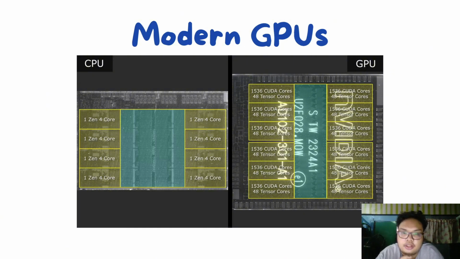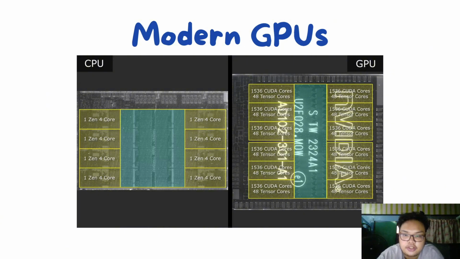CUDA cores. These handle general computations in parallel tasks. For instance, when rendering graphics, each core processes a small part of the image. The tensor cores. These specialize in AI tasks. They handle the matrix operations critical for training and running neural networks.